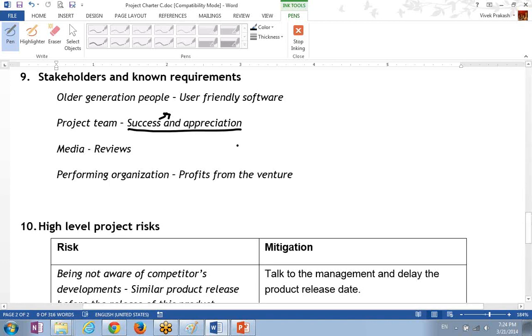See, the main thing of the mobile is a concept, right? And the project team will get appreciation when the concept becomes successful. Successful means the only thing which can measure the success is how many people buy it. So performance, you mean the financial performance? Yeah, you can say in 6 months, if so many products get sold out, then it can be considered a success. Or you can launch on time. Something like that. Performing organization profit from the venture. Yes.